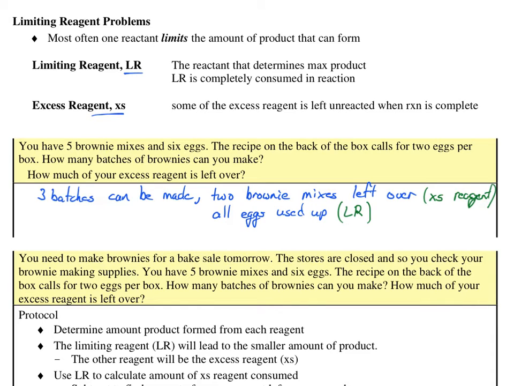They're the limiting reagent. They limit the amount of product that could be formed. If we had more eggs, we could make more brownies. But we don't, so we're limited to only 3 batches. Now, what we're going to do is formalize a thought process so that you can apply the same thought process to a chemistry context.